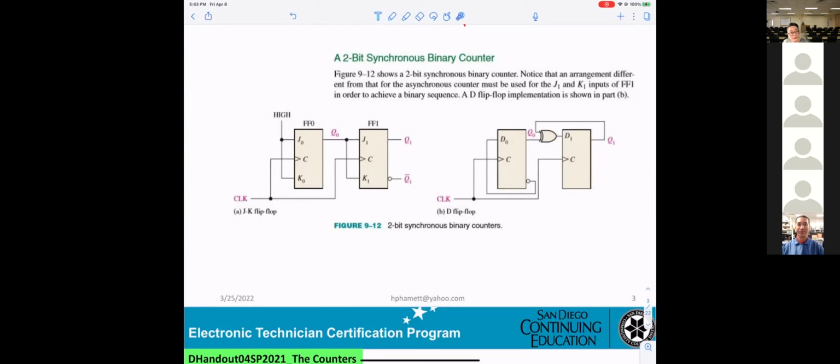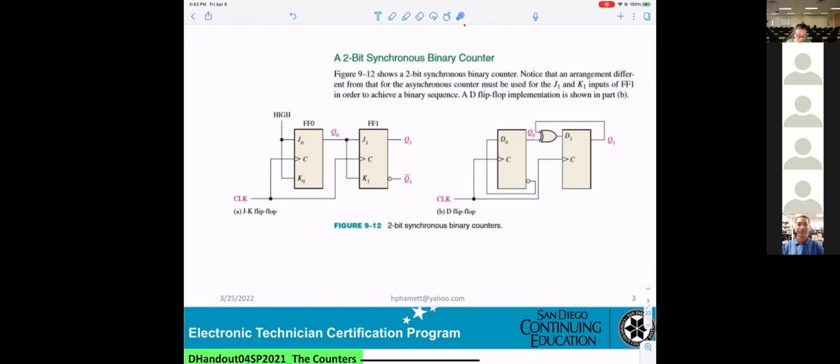So which one will be better, a synchronous counter or a ripple counter? Which one do you think is better and why? Synchronous is faster. Exactly. A synchronous counter runs faster.